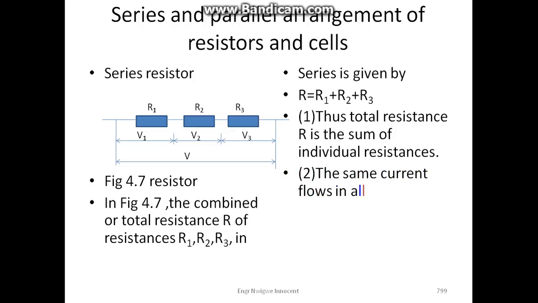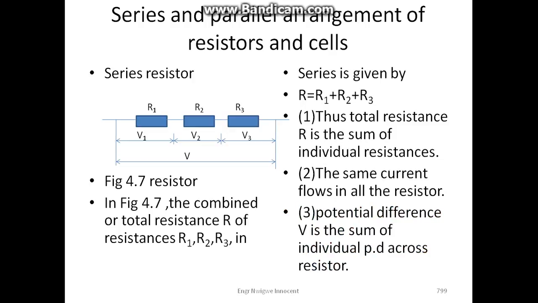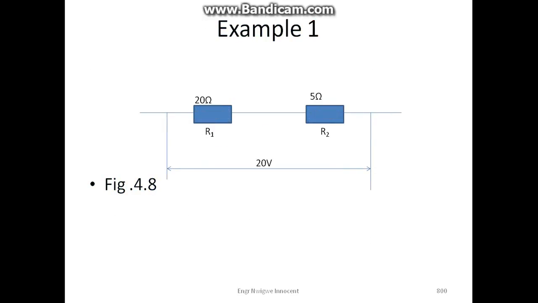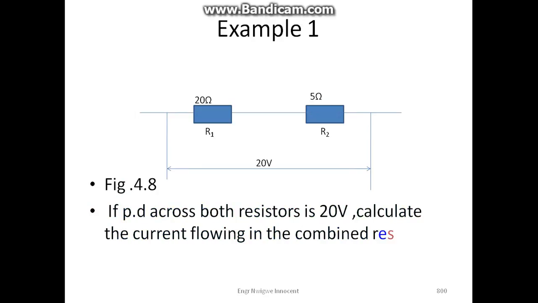2. The same current flows in all the resistors. 3. Potential difference capital V is the sum of the individual potential differences across the resistors. Example 1. Figure 4.8 shows two resistors, 20 ohms and 5 ohms, in series. If the PD across both resistors is 20 volts, calculate the current flowing in the combined resistor.